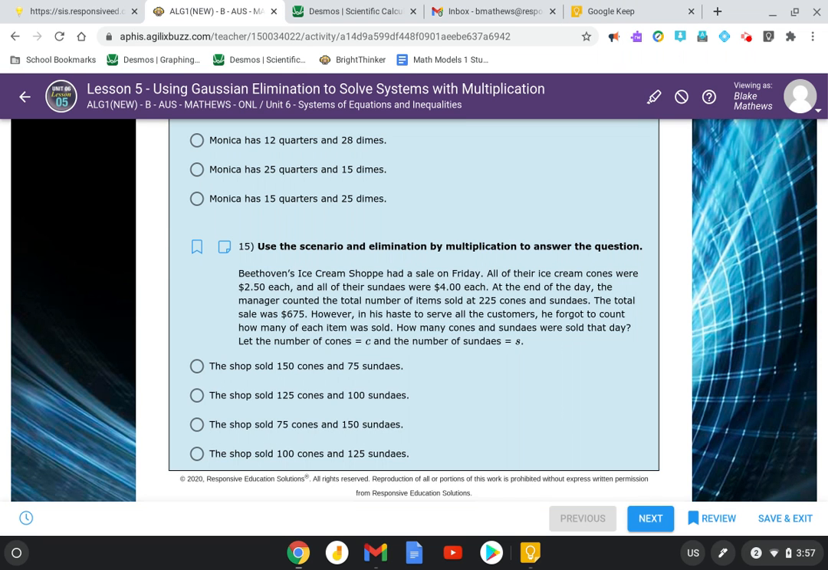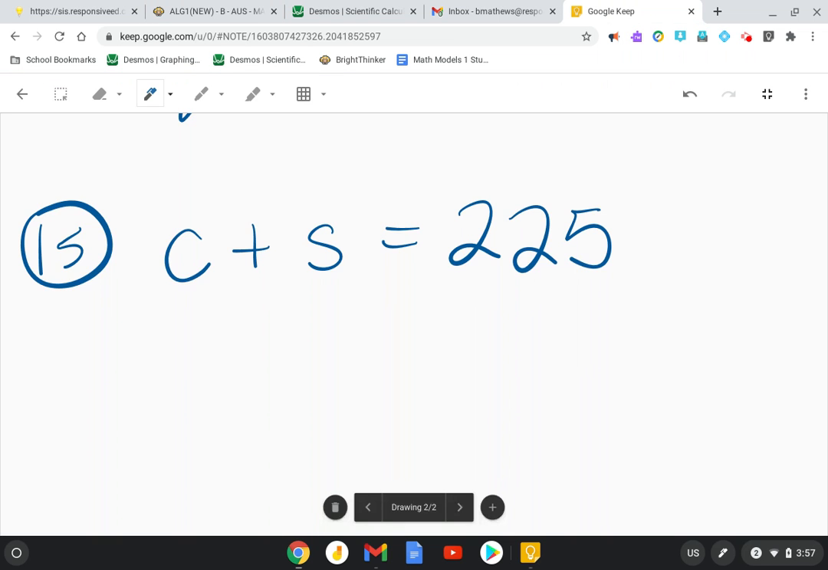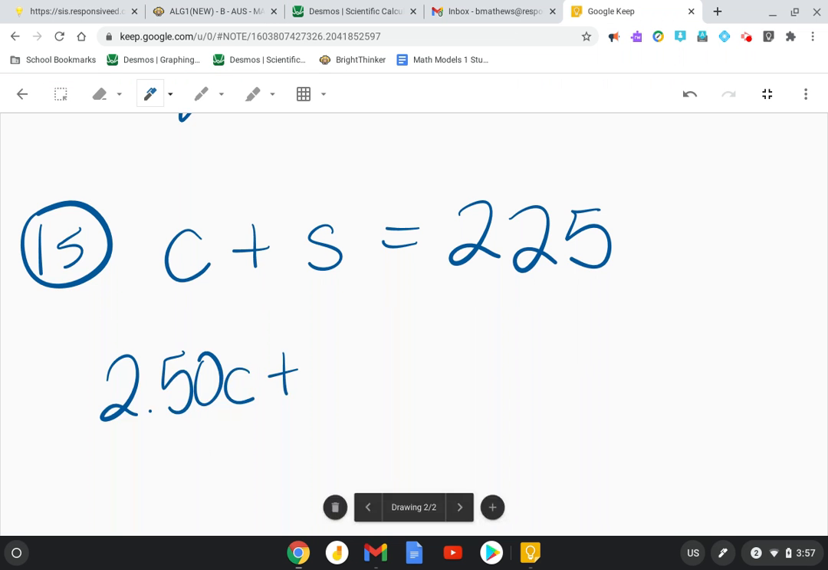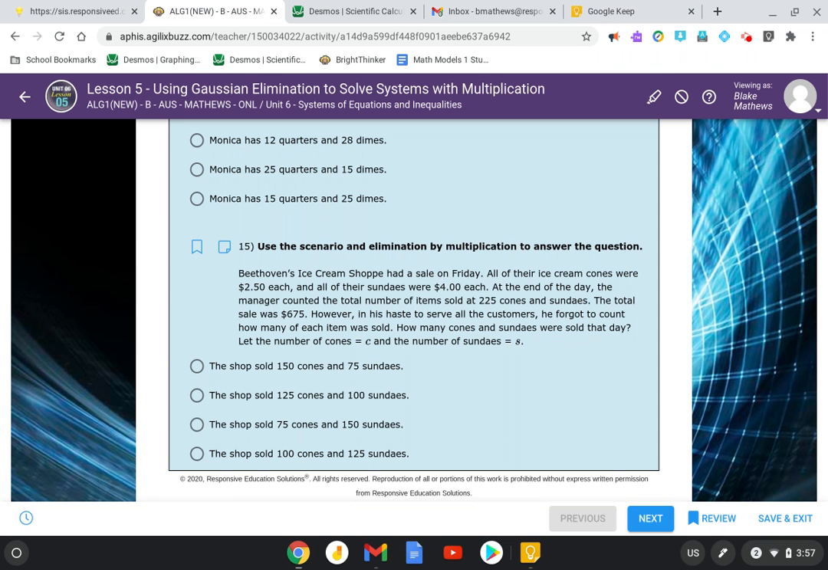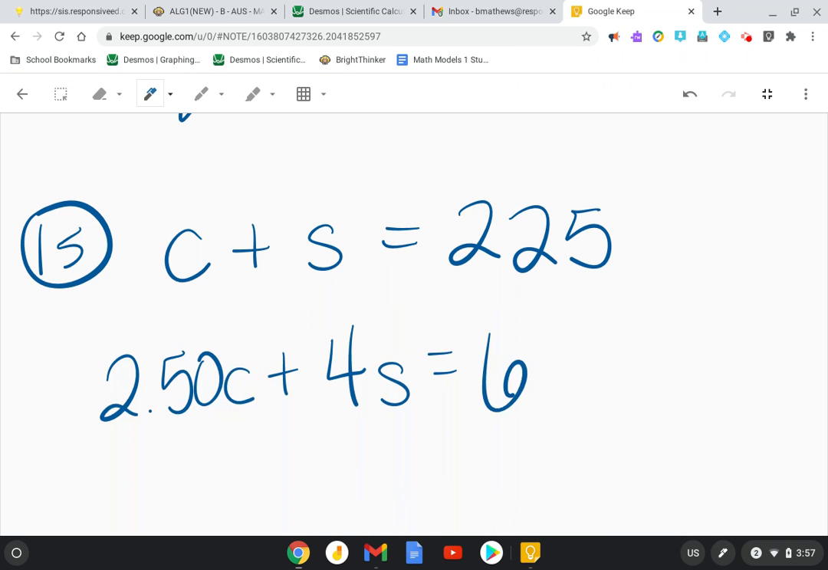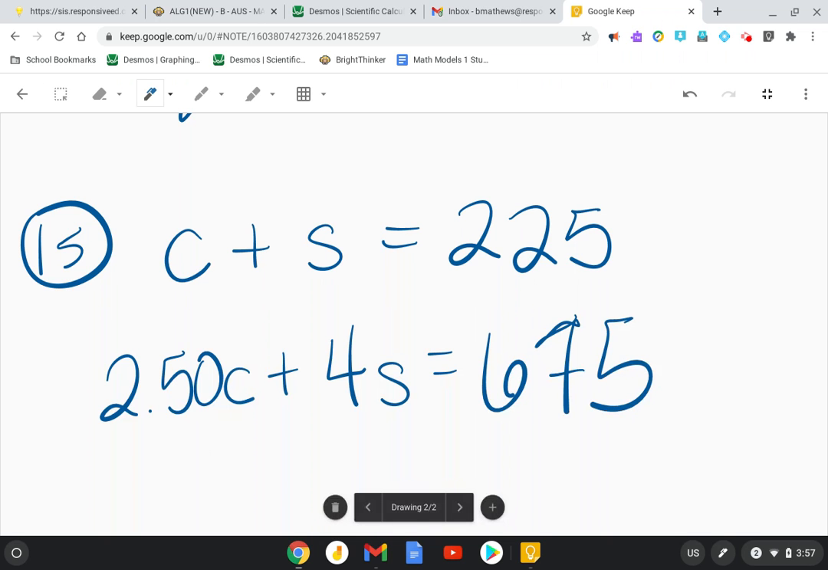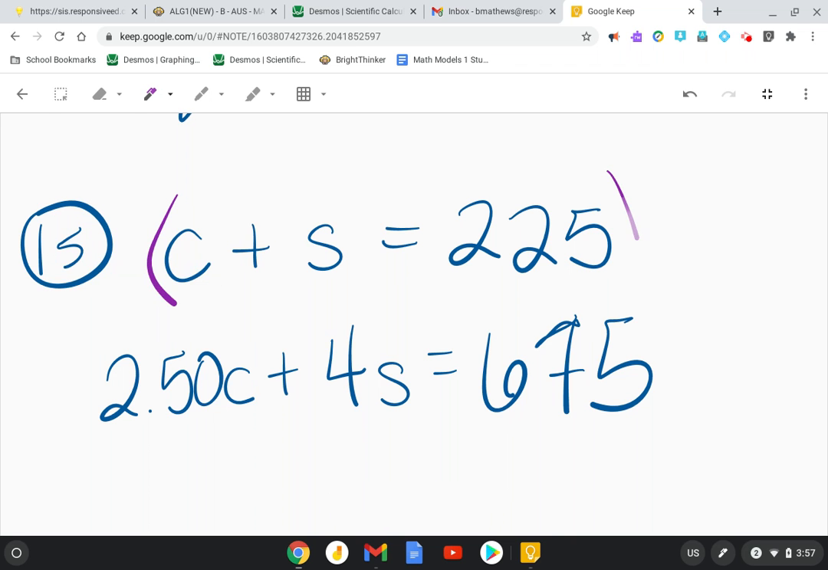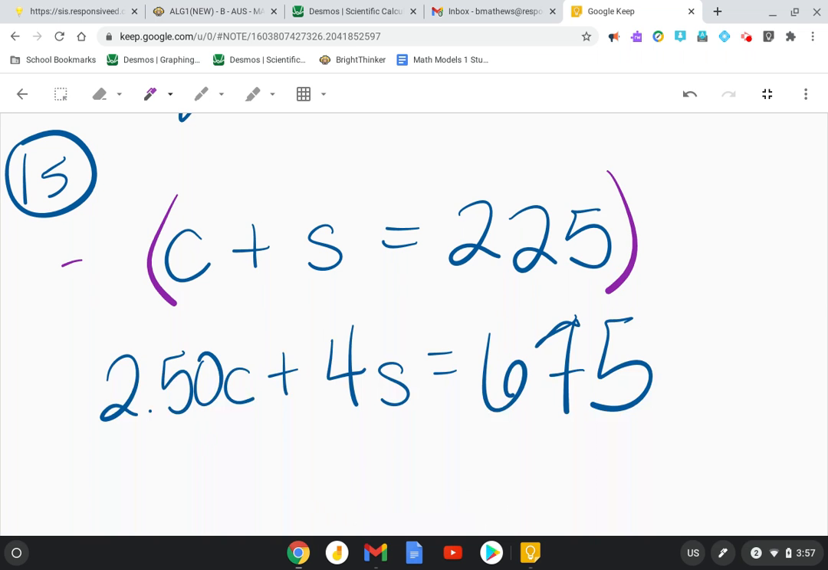We also know that cones are $2.50 each. So $2.50 times the cones. Sundaes are $4 each. 4 times the sundaes equals, and they made $675 on that day. So there's your two equations. Just to get you started, I would recommend multiplying equation number 2 or equation number 1 by -4.